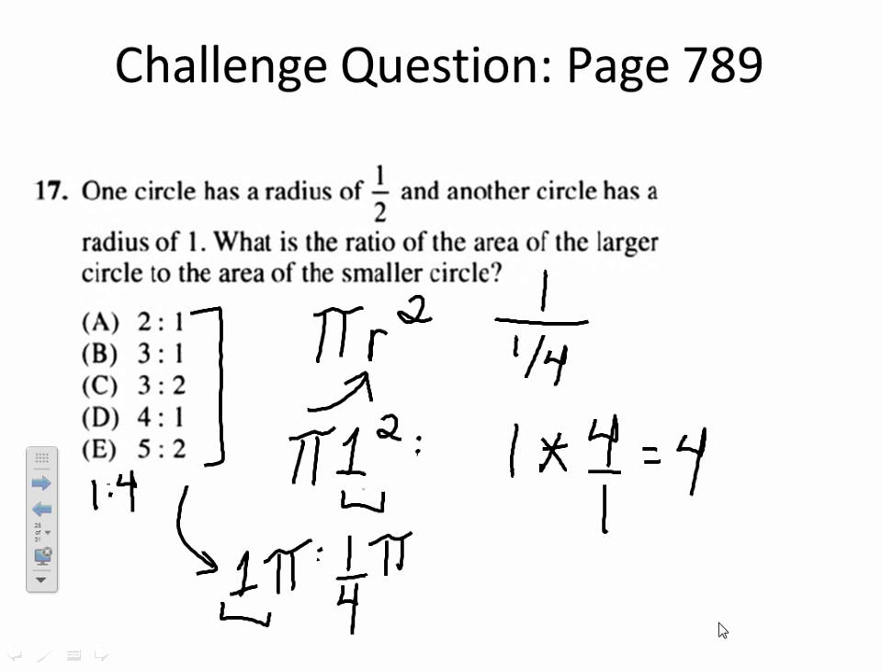So 1/4 goes into 1 4 times. So therefore the ratio of the area of the larger circle to the area of the smaller circle is 4 to 1. And that's the answer D.